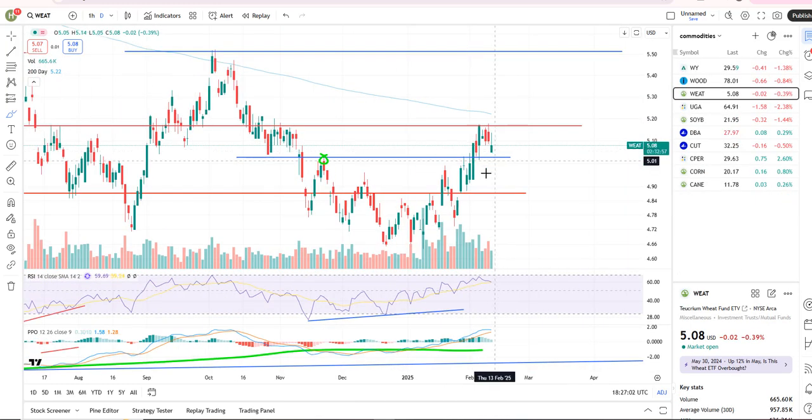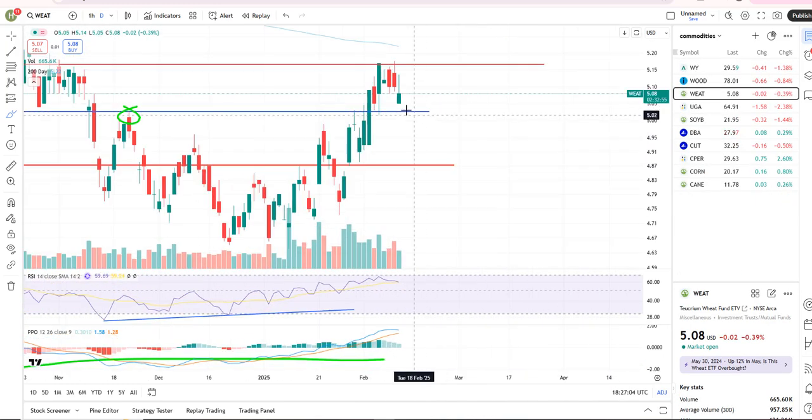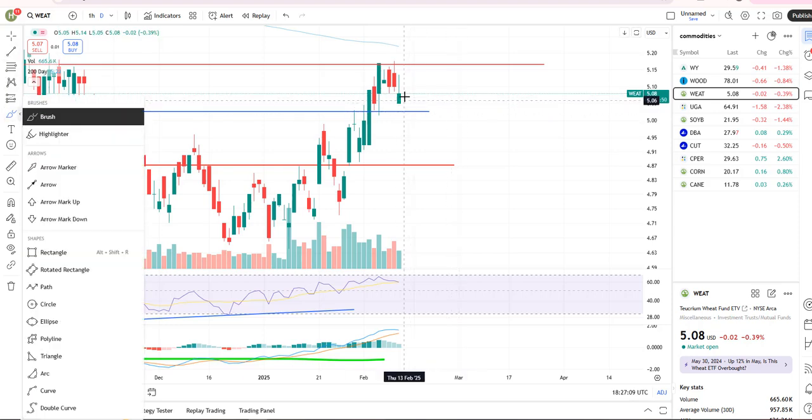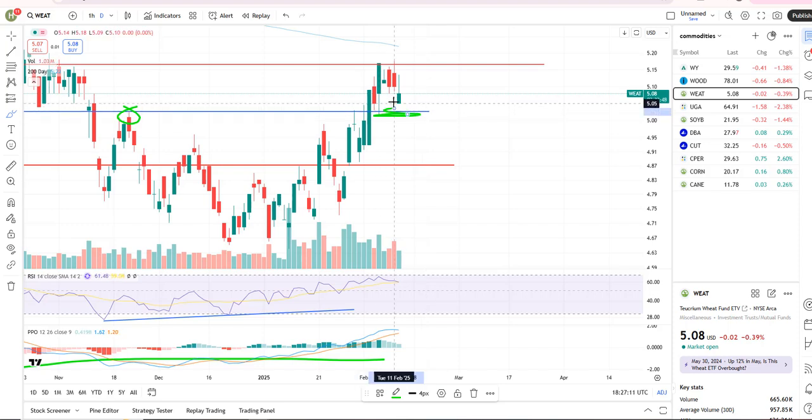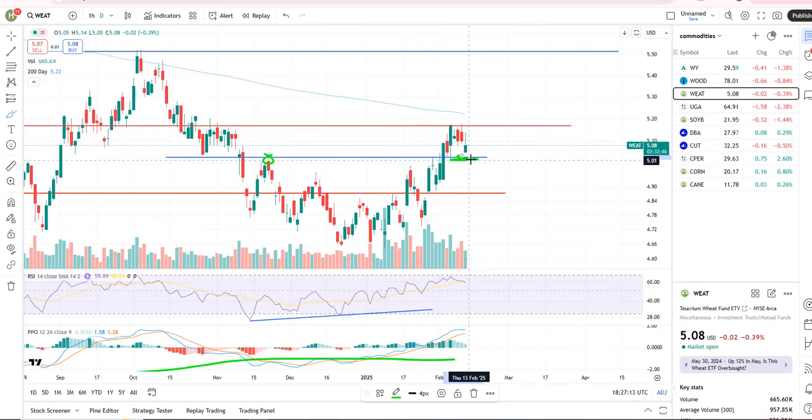Wheat is coming in a little bit. We've got support right about there at $5. That's support, and that's it. We're coming in. Maybe we're going to back test it, maybe not. But that's where the buyer should be.